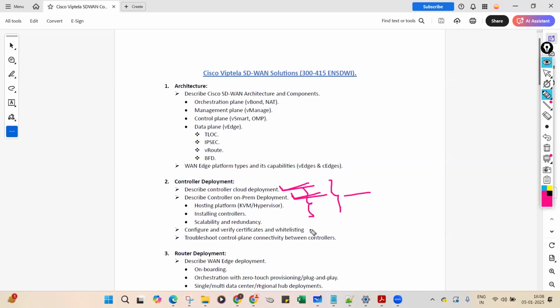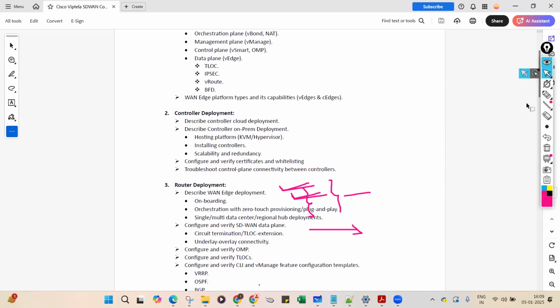Okay, we will also be discussing the certificates, which are one of the important aspects of any of the devices. We will be discussing the certificates and how to deploy them.